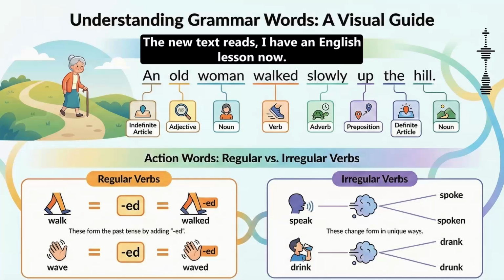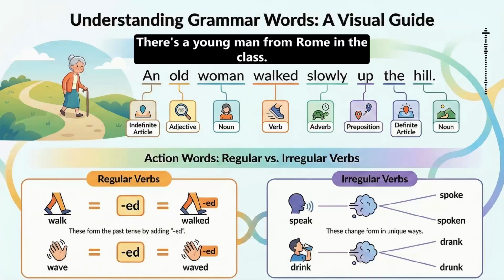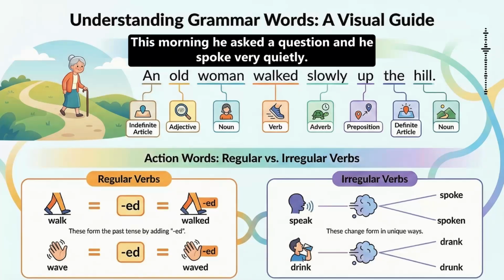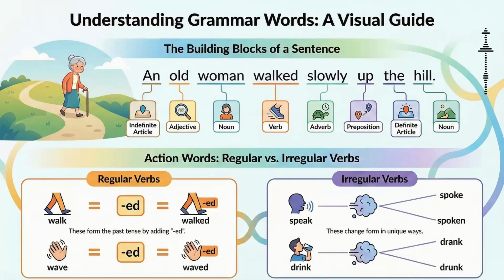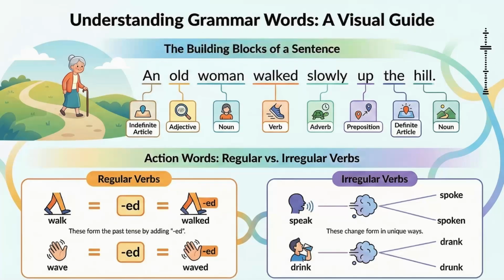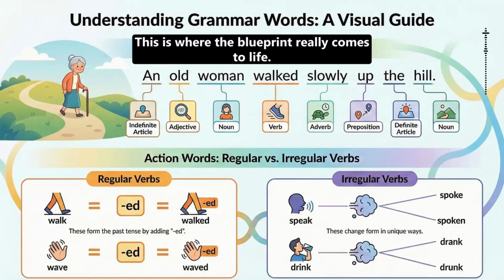The new text reads, I have an English lesson now. There's a young man from Rome in the class. This morning he asked a question and he spoke very quietly. I think he's in the wrong class. All right, let's walk through it. Let's find those specific parts of speech. This is where the blueprint really comes to life.